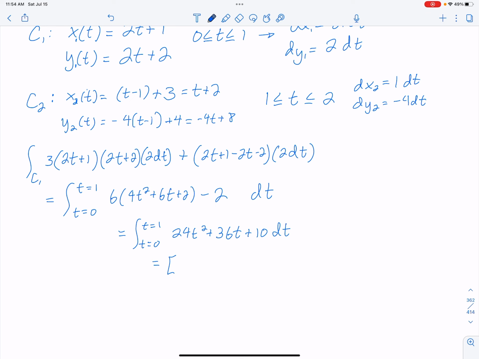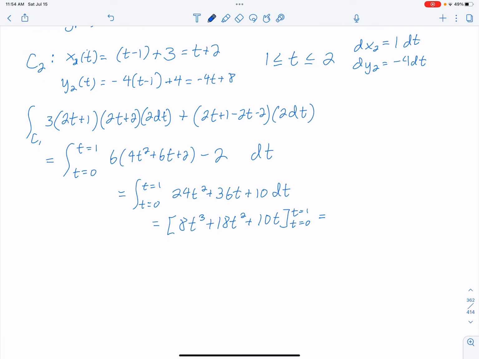We can now integrate. 24 divided by 3 is 8t cubed. 36 divided by 2 is 18t squared. And then we just get 10t. Thankfully, we're plugging in zeros and ones. The zeros are just going to cancel out, but the ones give me 8 plus 18 plus 10, which is 36. So that's just C1, though. We have to do the exact same thing now for C2.